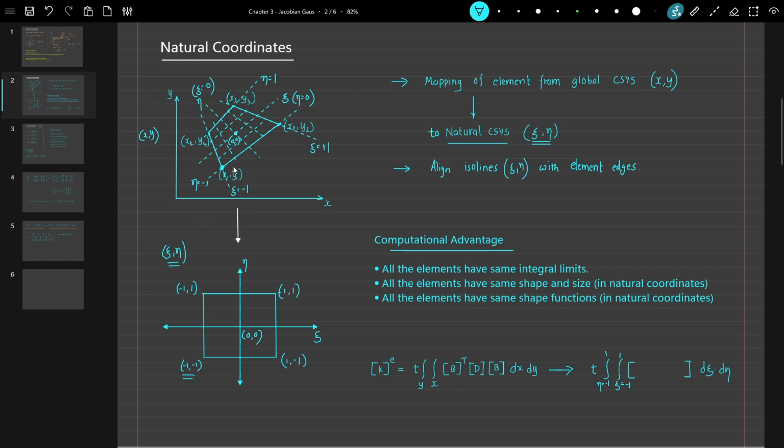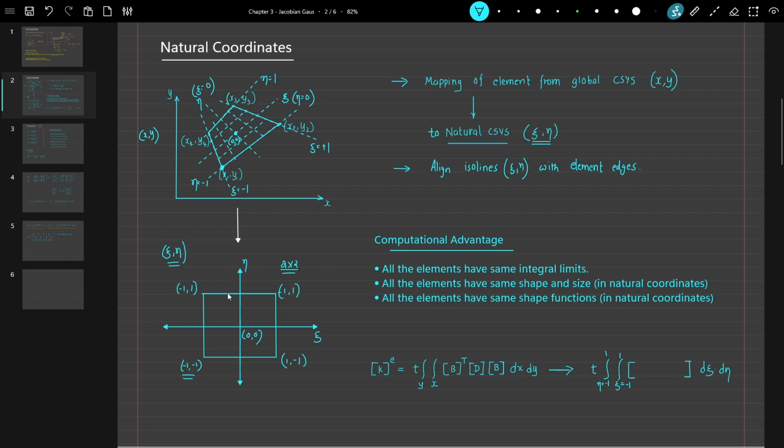So we can see that while using natural coordinates, we can transform the skewed or not nicely oriented element into a square and nicely oriented element. Okay, so this element is now a 2 by 2 element. And also it is oriented at the 0 0 coordinate in natural coordinate space, zeta eta.